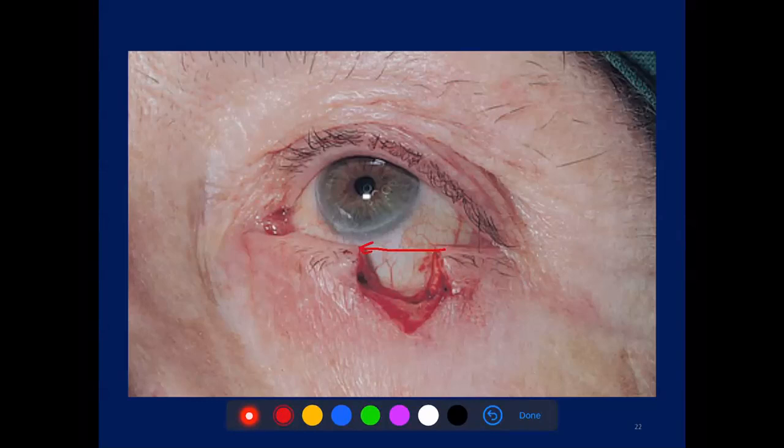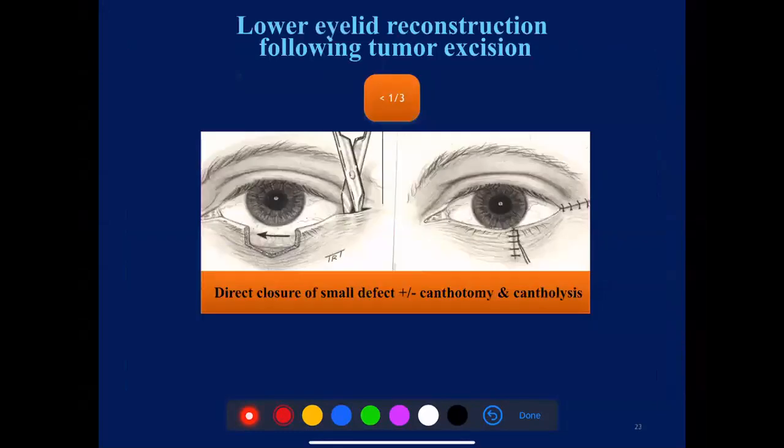With a skin graft, you still need the posterior lamella. So always repair the posterior lamella before the anterior lamella. So again, let's say direct closure didn't work. If we want to bring the lateral edge to the medial edge, maybe we can mobilize it by canthotomy. Okay, canthotomy and cantholysis. Excellent. Thank you. So to summarize, you start with direct closure for a small defect. If it's not enough, you can add canthotomy and cantholysis.